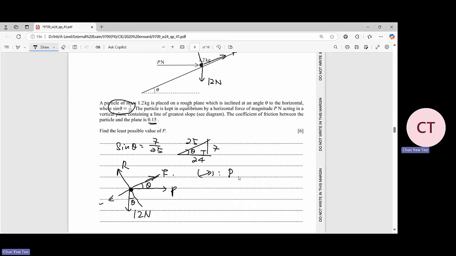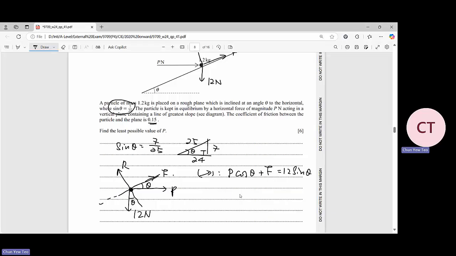This is the theta. It will be P cos theta plus F equals to 12 sine theta. Okay, then your P will be minimum. But if you treat your F going this way, then it will be P cos theta minus F, then your P has to be bigger already. So over here, we need to know the meaning of the questions. That means we will make our frictional force going upward.